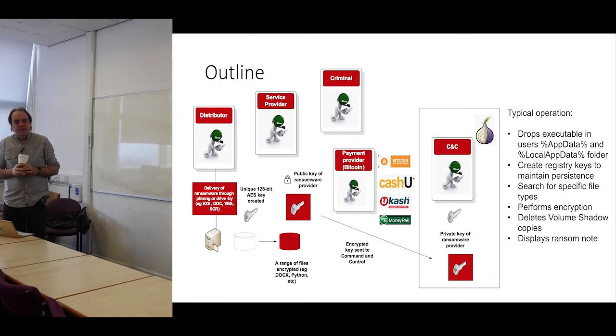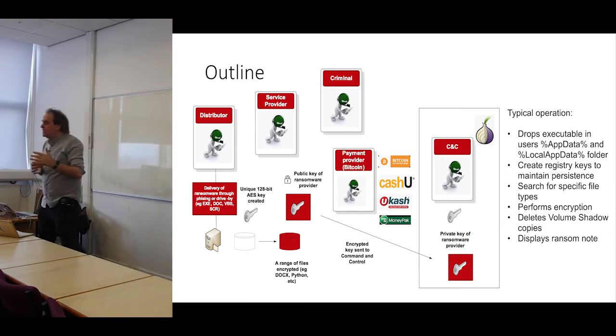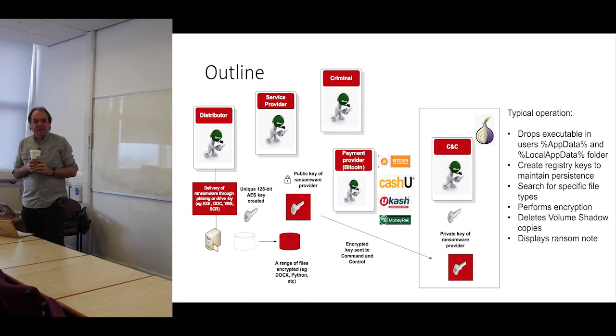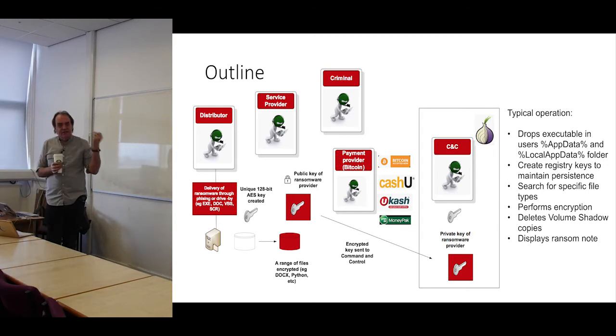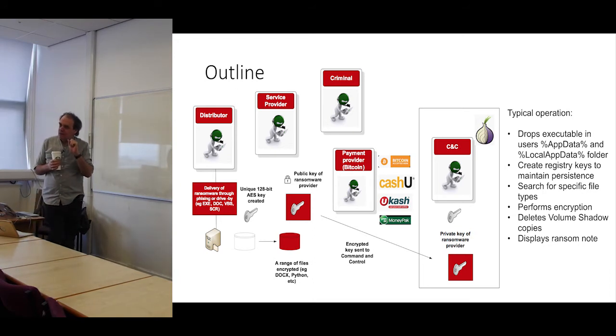So can you explain to me what happens next? How does the criminal or the system now get the encryption key back to the user or the target? So we've taken the public key of the crime gang and we've encrypted the session key of the encryption. Tell me what happens next. So that gets sent back. What needs to happen next? So we use the public key of the crime gang to encrypt the session key. So what needs to happen next in order to get the files recovered?